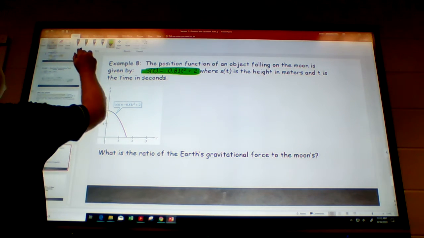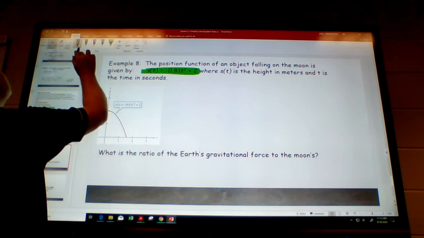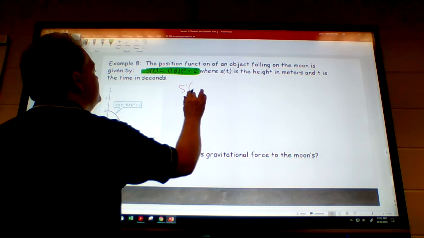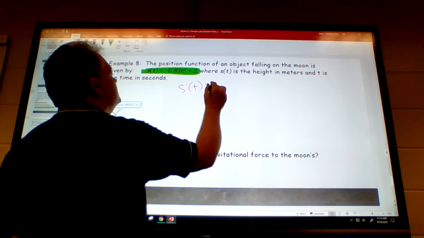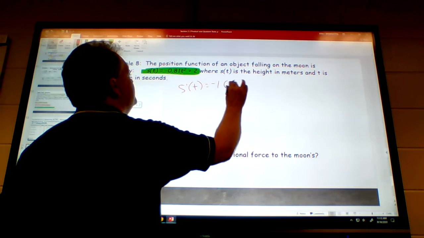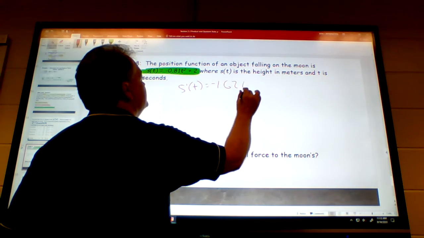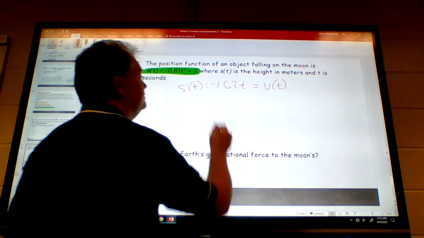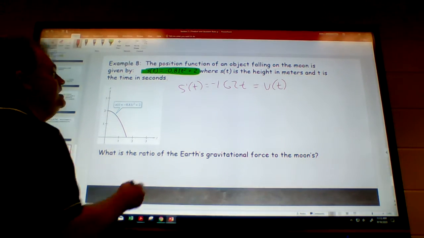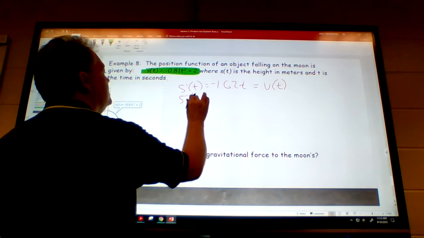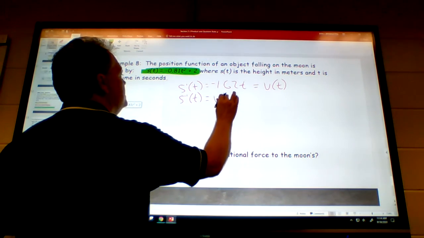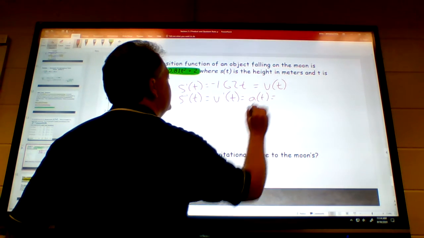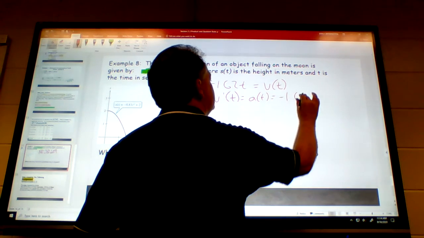Here's what we know. We need to know two things. First, s prime of t is negative 1.62 t, because I take two times that 0.81, which equals the velocity function. Then s double prime of t, which equals v prime of t, which equals the acceleration in terms of t, is simply negative 1.62.